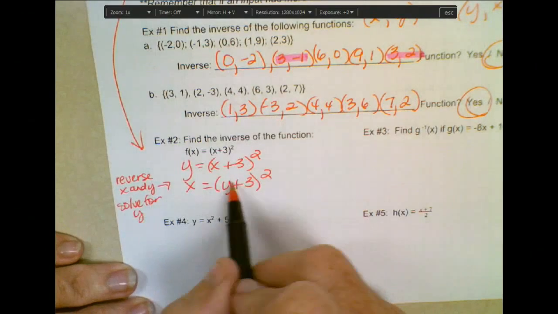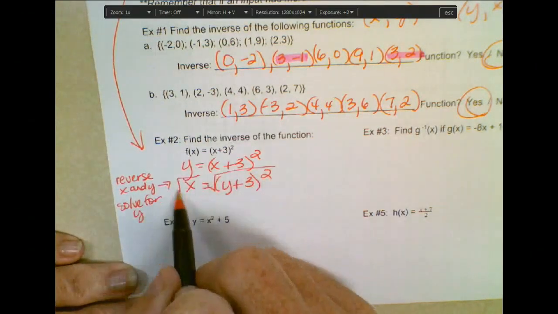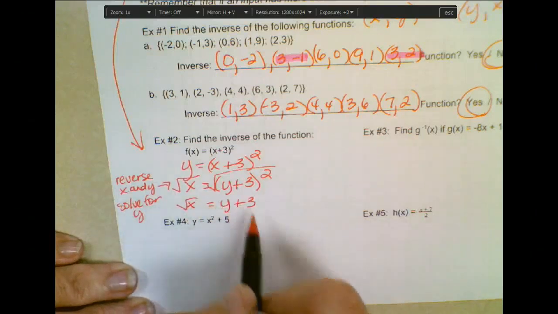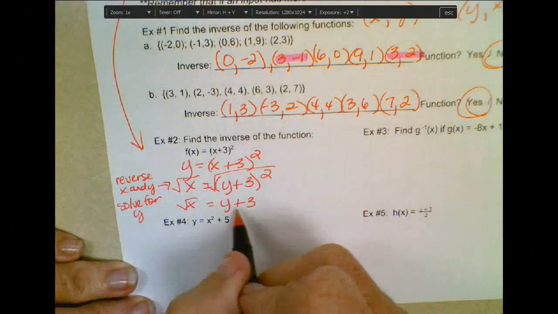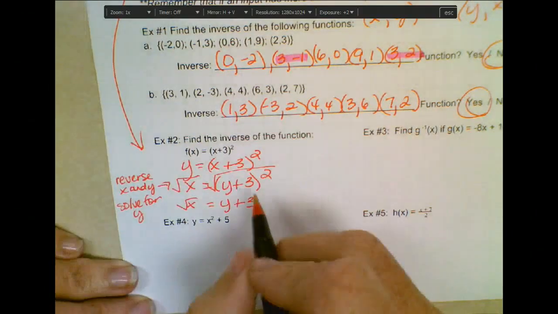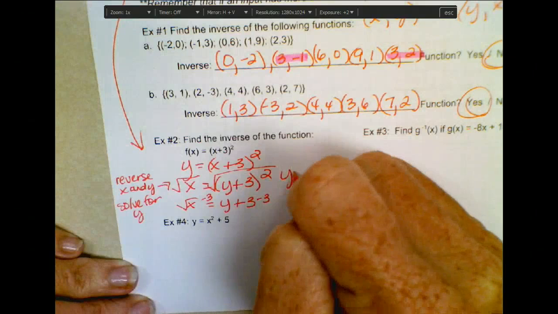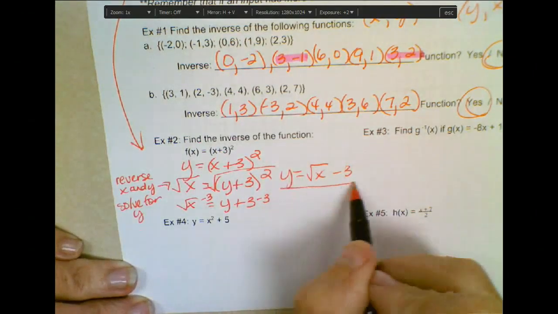Okay, so the first thing we need to do to undo that square here is square root both sides. So you'll get the square root of x equals y plus 3. Then the last thing I need to do is move that 3 to the other side. I know that to do that I need to subtract it from both sides. So I will get y equals the square root of x minus 3.